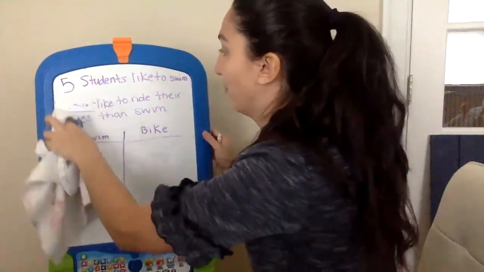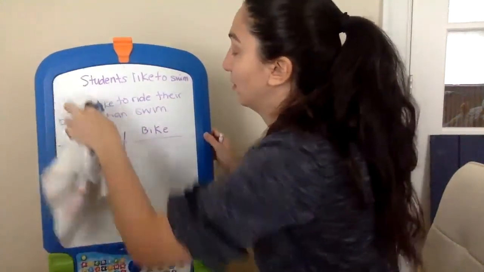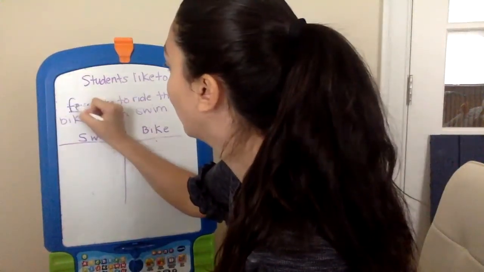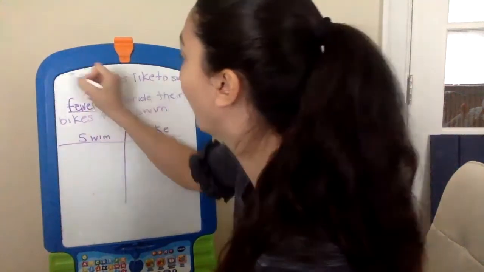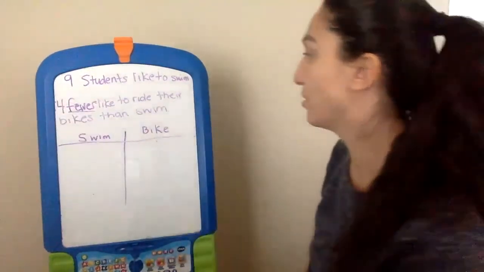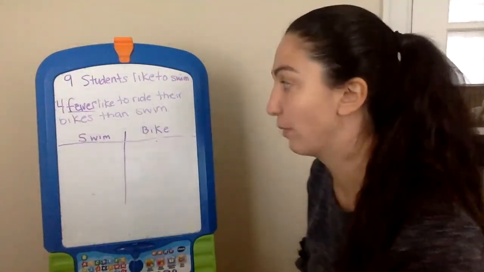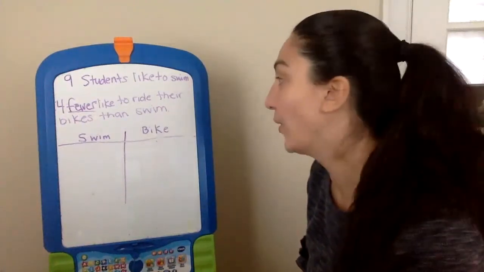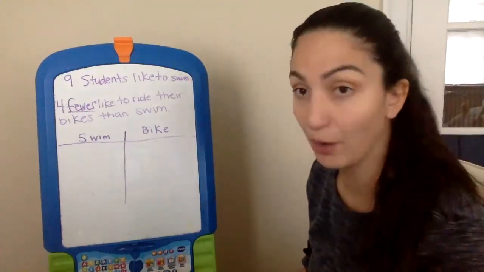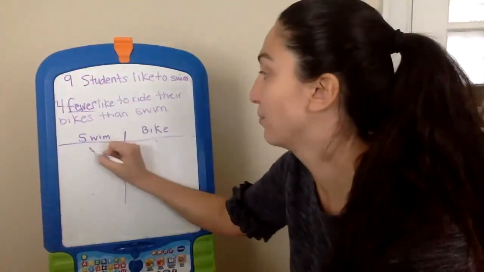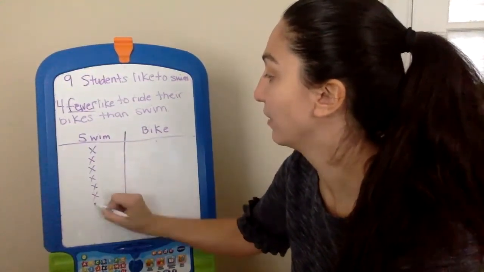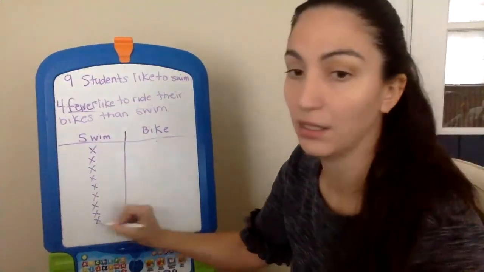No, I'm not erasing fewer, I'm erasing the numbers. So this is still fewer. Okay, we're going to say 9 students like to swim. 4 fewer like to ride their bikes than swim. So what's the first thing that you should do? Do what we know. We know that 9 students like to swim. 1, 2, 3, 4, 5, 6, 7, 8, 9.